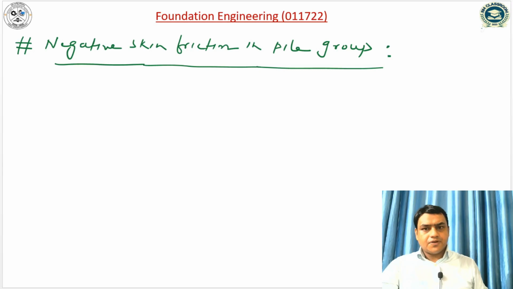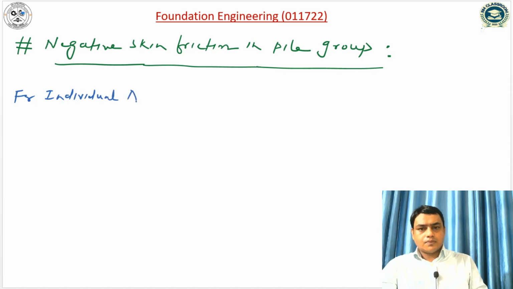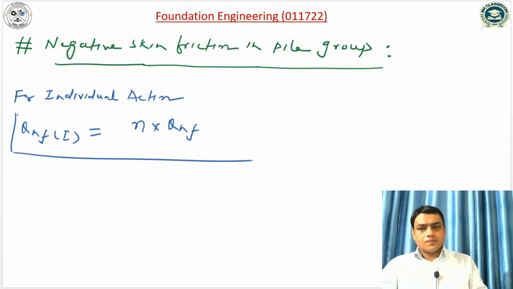So the negative skin friction in a pile group can be computed as follows. For individual action, it can be computed as negative skin friction for the individual is the number of piles into QNF, and QNF we have already computed in the previous slide.